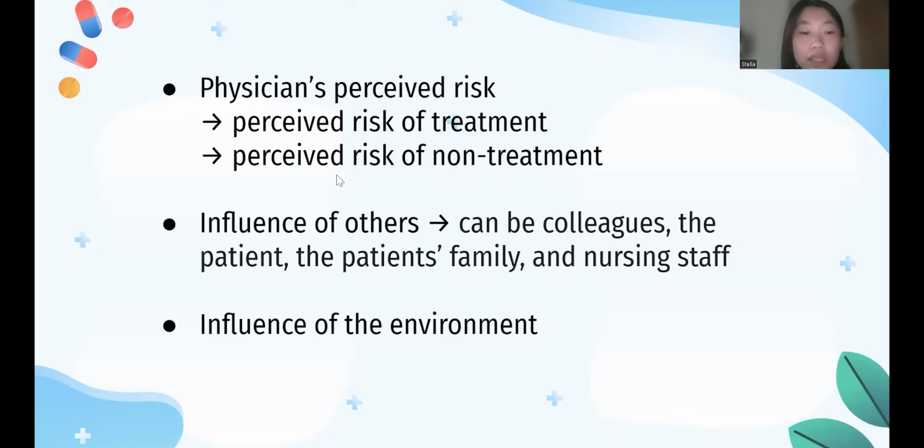Okay, so the next one is influence of others. It can be from colleagues, the patient's family, and nursing staff. So physicians will be more easily influenced because of the poor information about the clinical situation of a patient. The poorer the quality of the information, the more difficult it can be to assess the clinical situation and make a right treatment decision. And the last one is the influence of the environment.